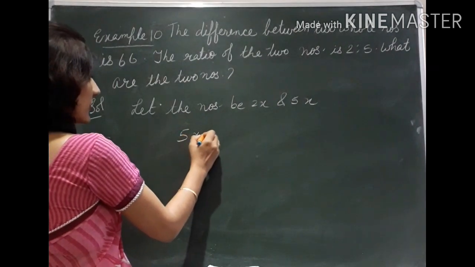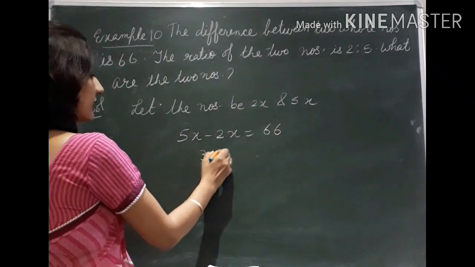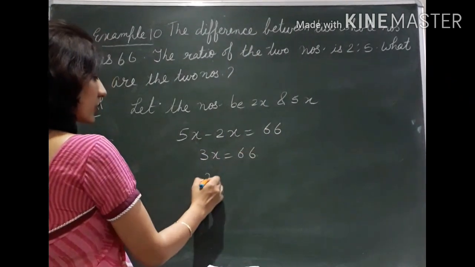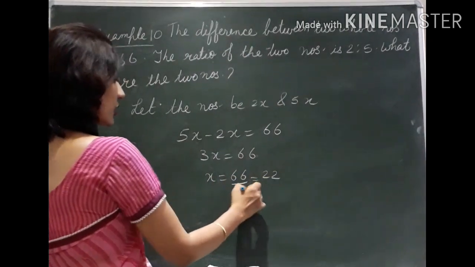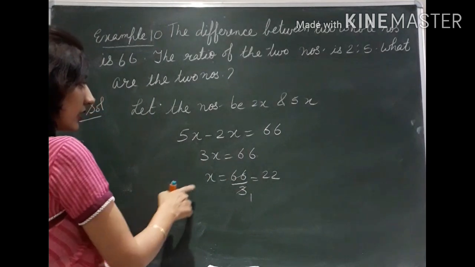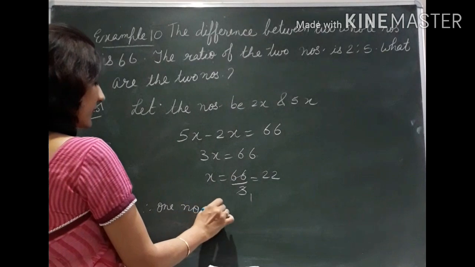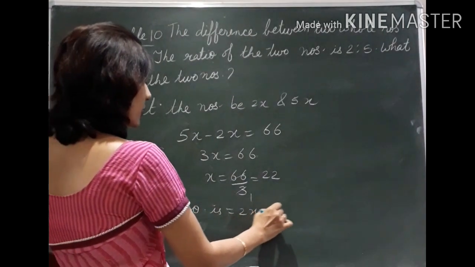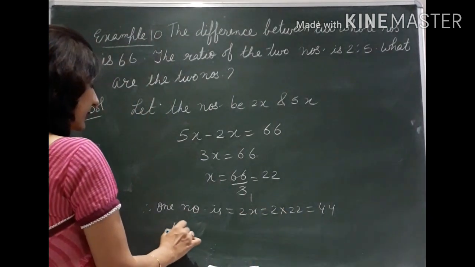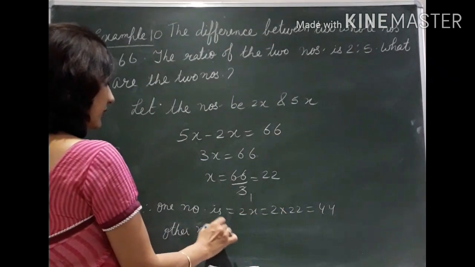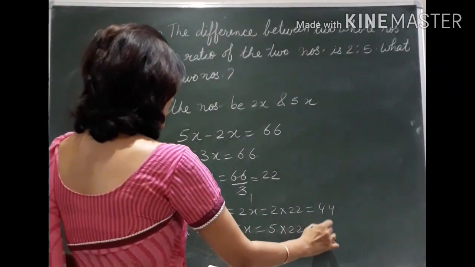Now their difference is 66. So according to question, 5x minus 2x is equal to 66. That is 3x equal to 66, or x equal to 66 divided by 3, that is equal to 22 if I cancel. So the value of x is 22, therefore one number is 2x, that is 2 into 22 equals to 44, and other number is 5x, that is 5 into 22 equals to 110.